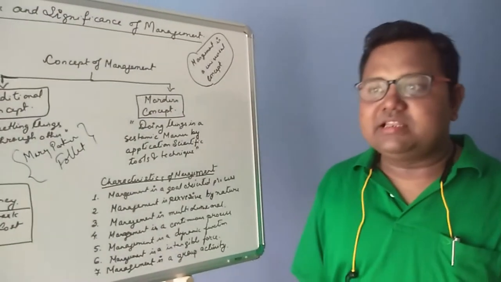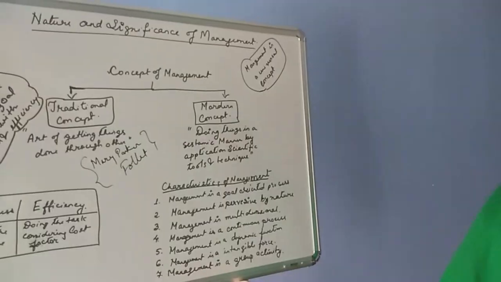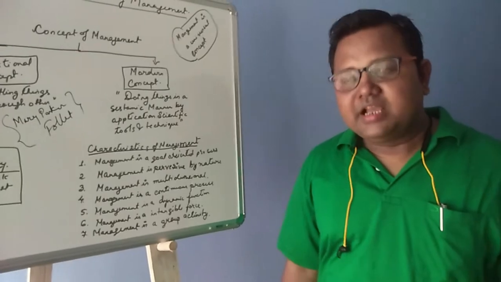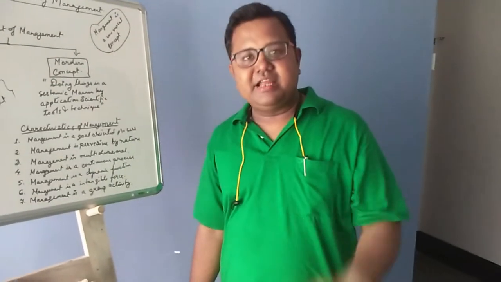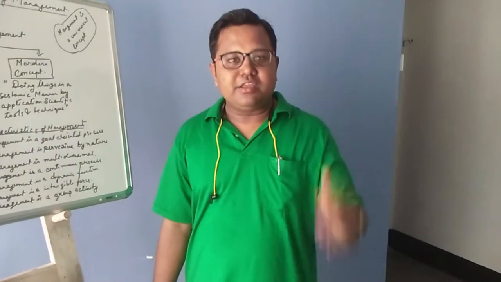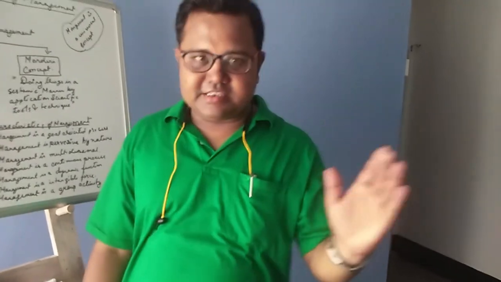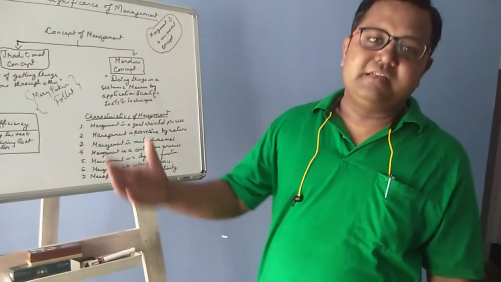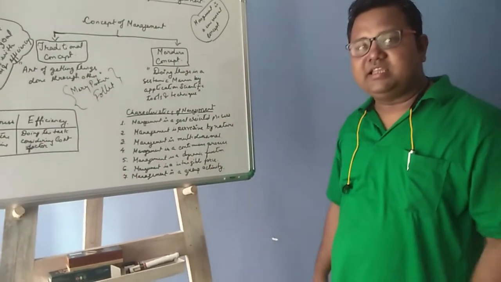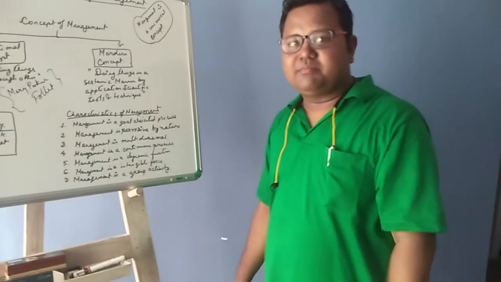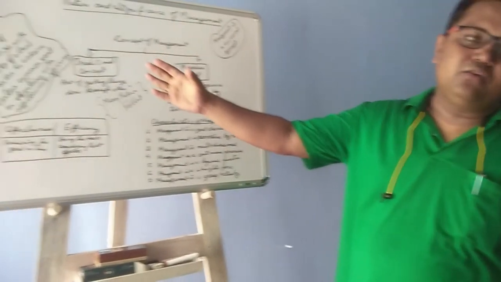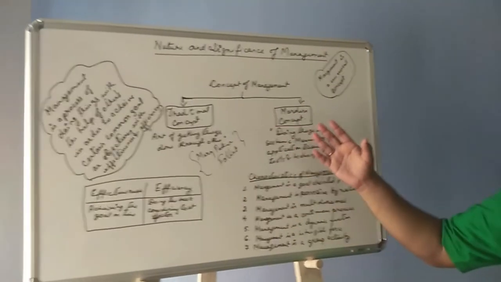Doing the things in the most systematic pattern or systematic manner by application of scientific tools and techniques. Means what? Updated technology, updated methods. Suppose use of the internet, use of software or any kind of methodology or system, the work has been completed. That is the modern concept of management: doing the things in a process manner or systematic manner by application of scientific tools. This is all about the concept of management.